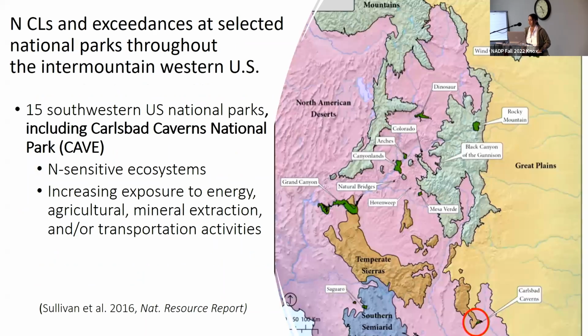The vulnerability of ecosystems to nitrogen deposition is not unique to the eastern half of the US, however. In 2016, Sullivan and colleagues released a report evaluating the nitrogen critical loads and potential exceedances in 15 national parks. And these parks were chosen because they were identified as having nitrogen-sensitive ecosystems, and some, including Carlsbad Caverns National Park, were experiencing increased levels or exposure to nearby nitrogen emission sources. And I'm going to start calling Carlsbad Caverns National Park Cave because it's long.